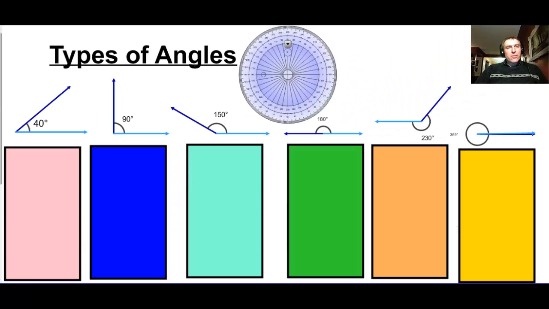So let's go on to types of angles. But just before that, let's watch a song.